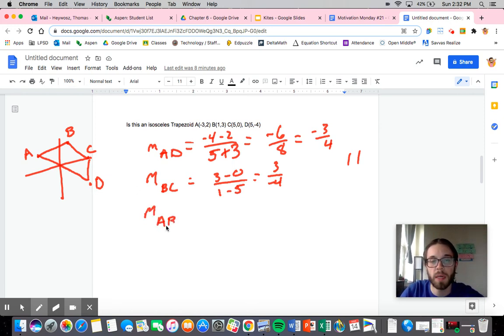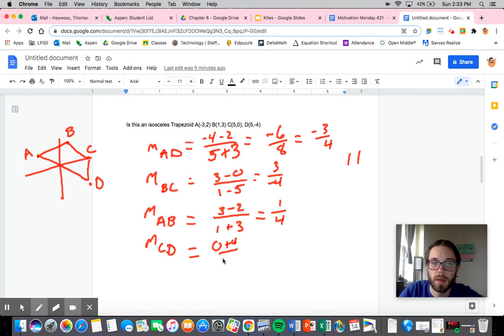The slope of AB and the slope of CD. So AB is going to be change in y, so that would be 3 minus 2, 1 plus 3. That should be 1 over 4, which is not that. And then CD is going to be the change in y, which is 0 plus 4 over 5 minus 5. That's actually undefined. So these are not parallel to these ones. Okay, so that's good. So this is going to be a trapezoid.